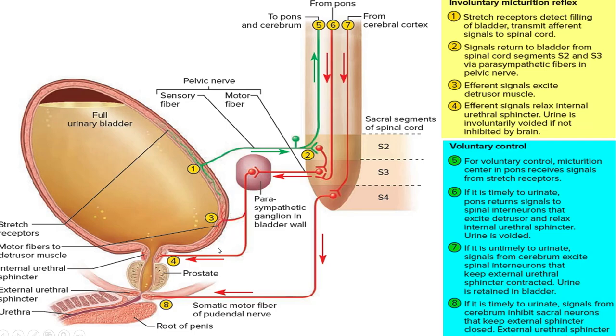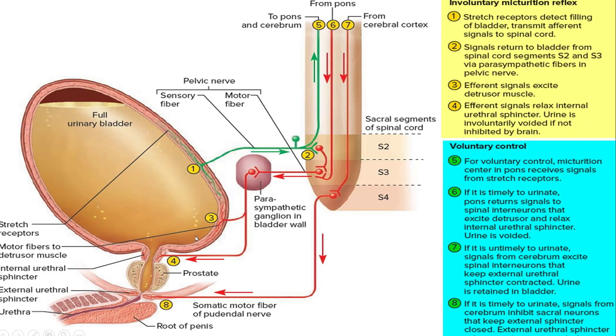Efferent signals excite the detrusor muscle. Efferent signals relax the internal urethral sphincter. Urine is involuntarily voided if not inhibited by the brain.